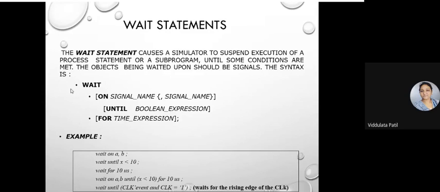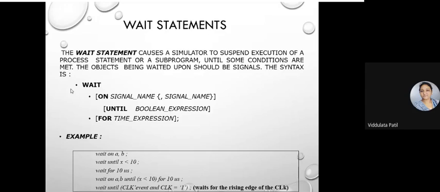Now what does the wait statement do? It causes a simulator to suspend execution of a process statement or a subprogram. Okay. So that means it will make the simulator wait for a certain time, or depending on the condition, until some conditions are met. The object being waited upon should be a signal. So whatever the condition is, it should be related with the signal.